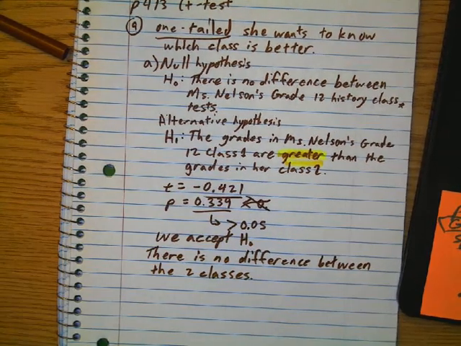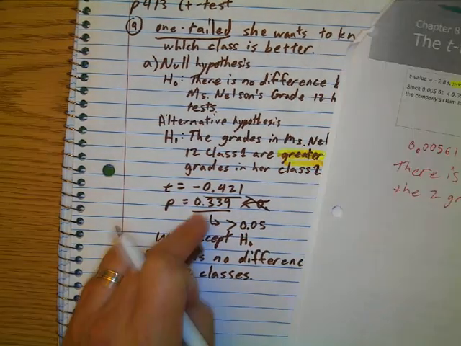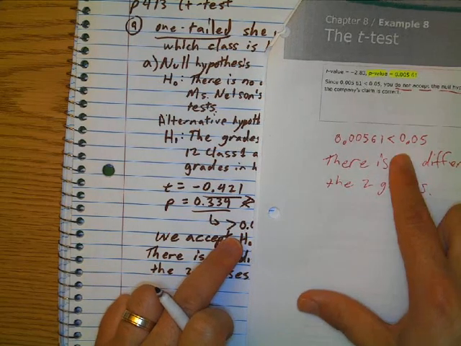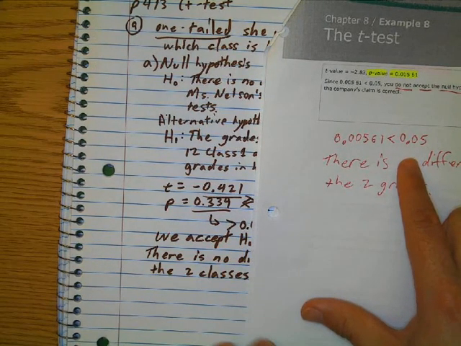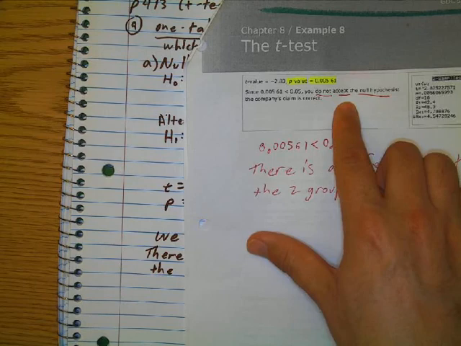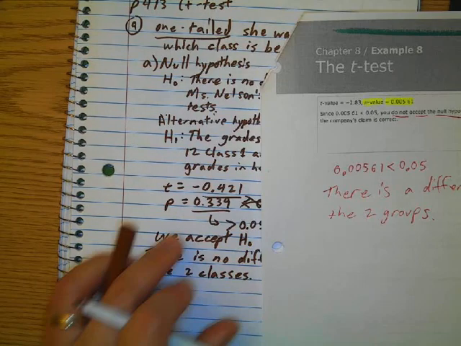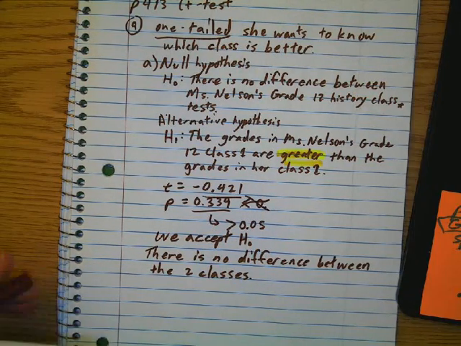Okay, so if this value had been less than 0.05, then we would not accept the null hypothesis. But because this is greater than 0.05, we do accept the null hypothesis. And that's number 9.